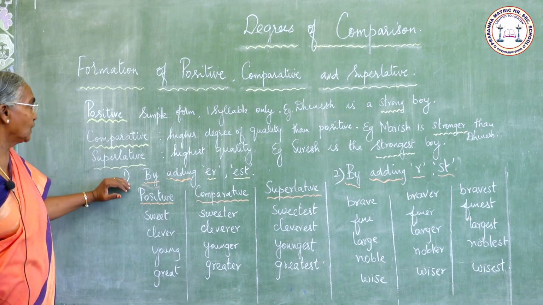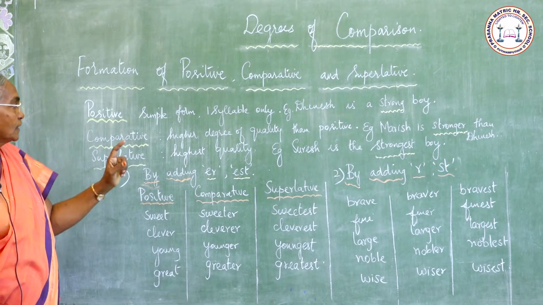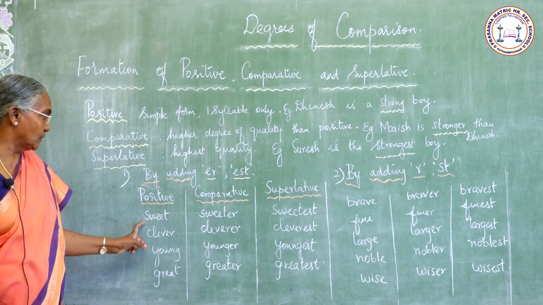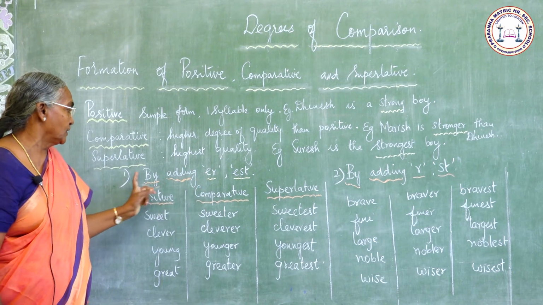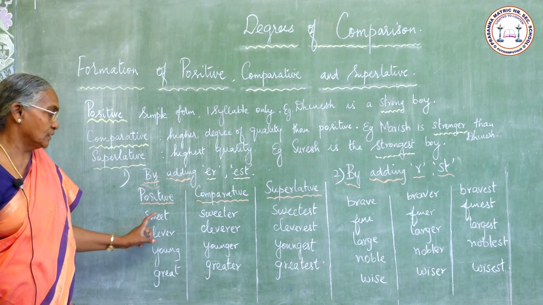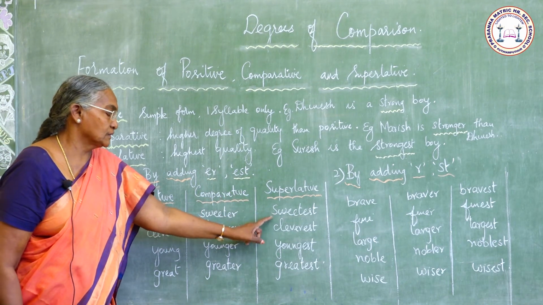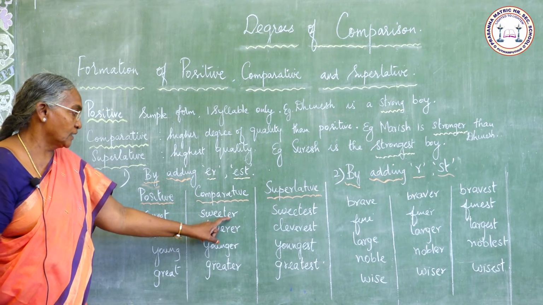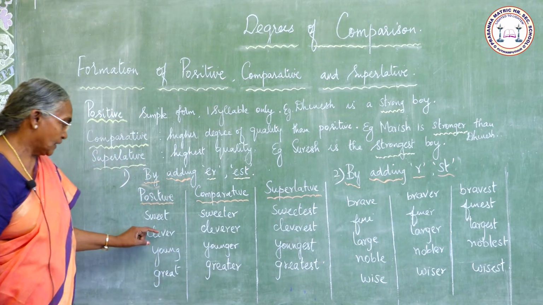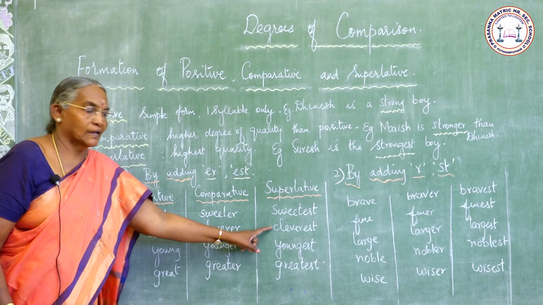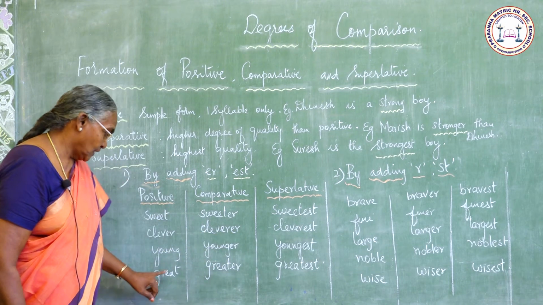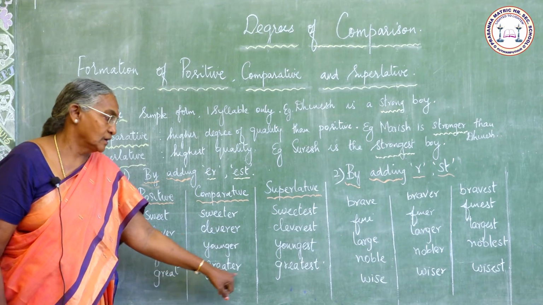Now we can see how we can form comparative and superlative from the positive. The first one is by adding er or est. Sweet, sweeter, sweetest. We added er in comparative and est in superlative. Clever, cleverer, cleverest. Young, younger, youngest. Great, greater, greatest.